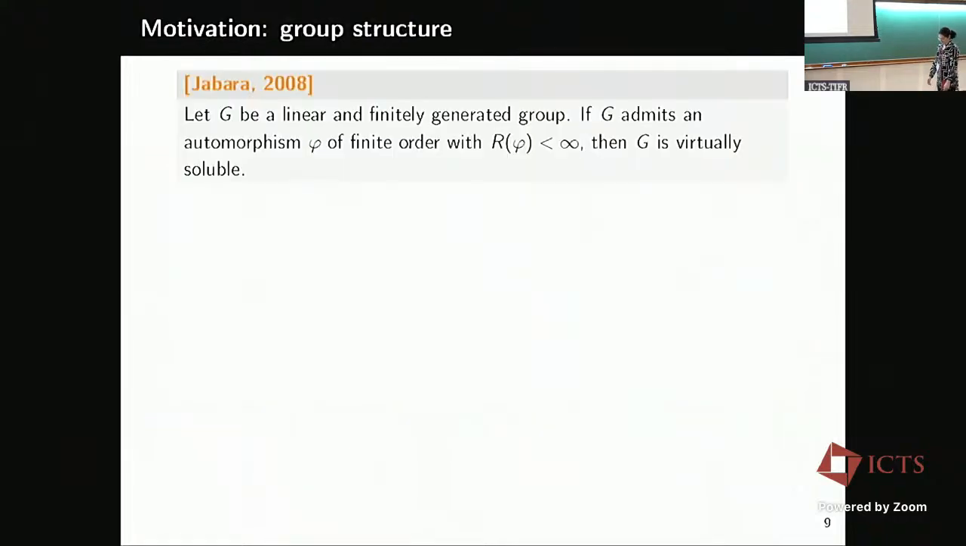Okay. Now, you probably don't care about fixed points of topological spaces, I guess. So maybe I'll tell you one reason in group theory why you do care about those. Jabara, for instance, showed that if you have a group, for him linear and finitely generated, and this group admits an automorphism that doesn't have R infinity. Well, it requires a bit more, right? It's not just not having R infinity, but this is an automorphism of finite order. But then we can tell that G is virtually soluble. So having R infinity or not might give you some information about the group.